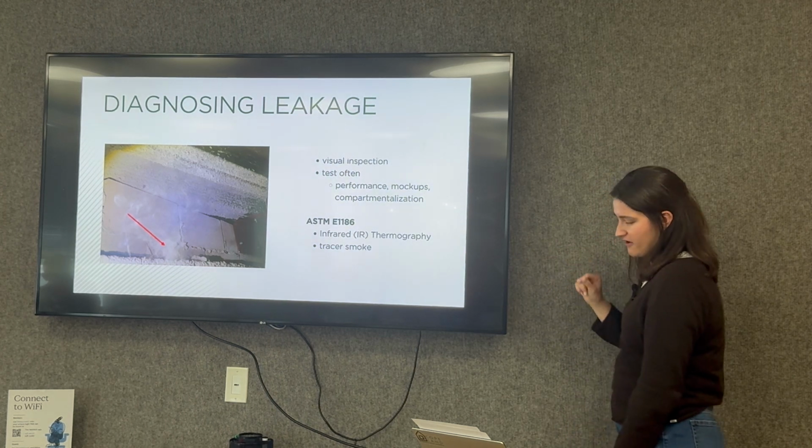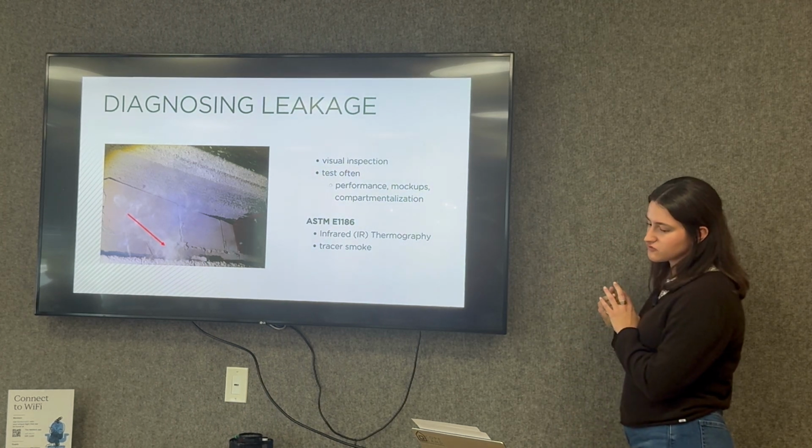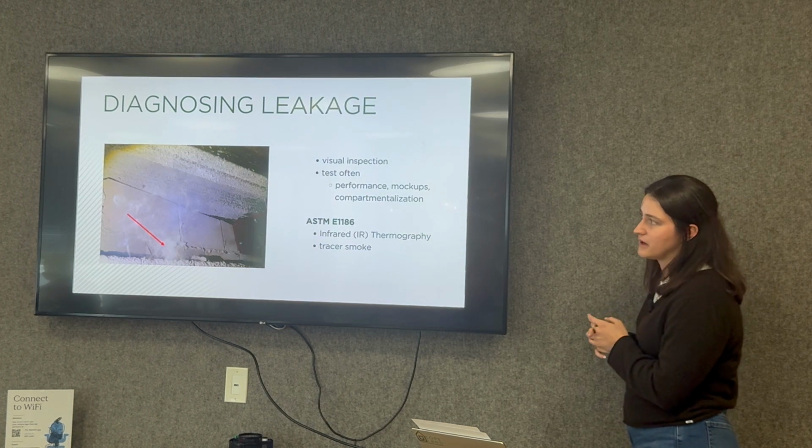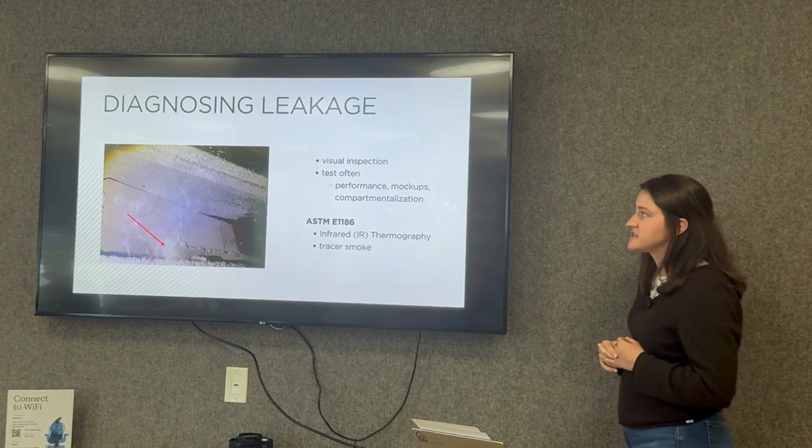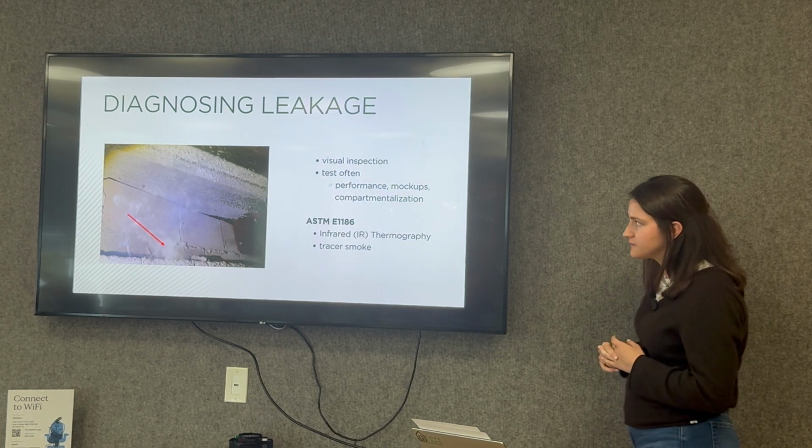Tangentially to that, test often. Test your mock-ups, require window performance testing, and then maybe even require compartmentalization and compartmentalization testing.